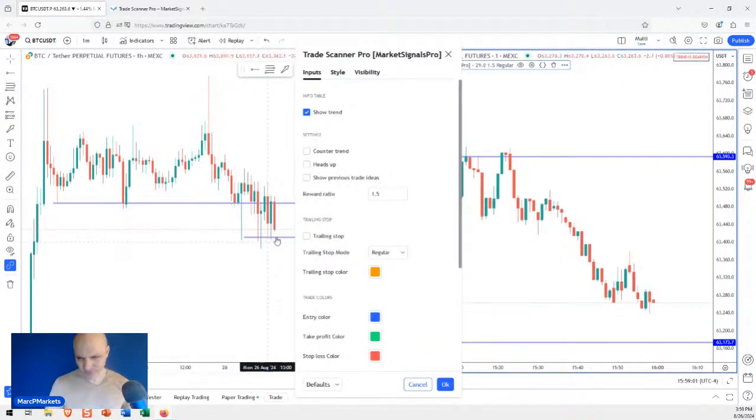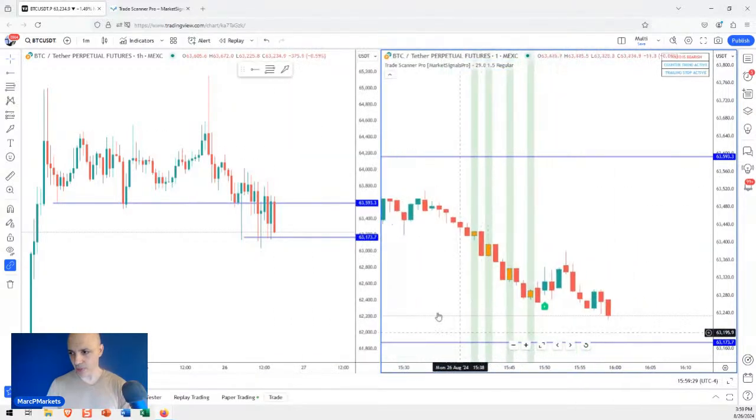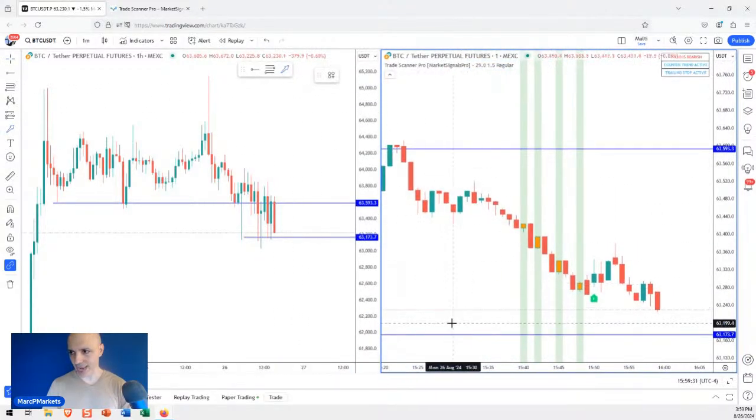Now, in the settings panel of the Trade Scanner Pro, you could put your trailing stop on. In fact, when you sign up for it, you have to turn that on if you want to. Show previous trades, okay, which will show you historical trades on the chart. That's typically off. The heads up, what that does is it paints orange candles on your chart. The orange candle, it also puts a column usually on your chart. And then we put counter trend, okay?